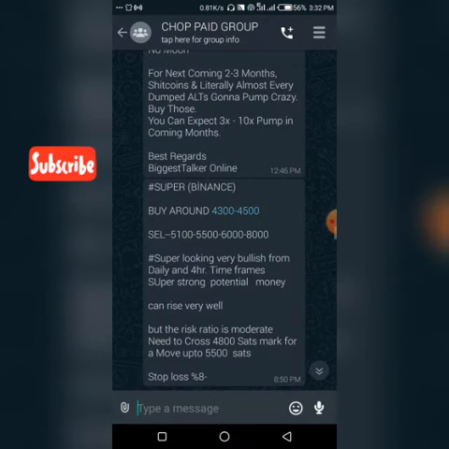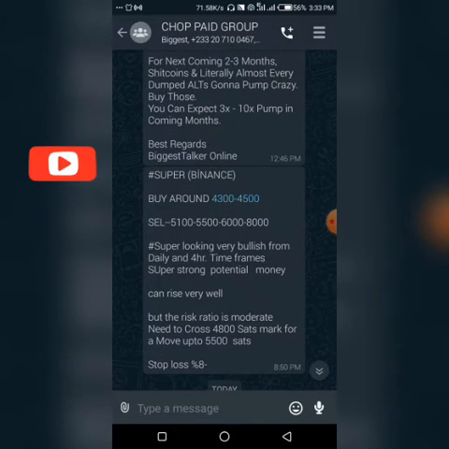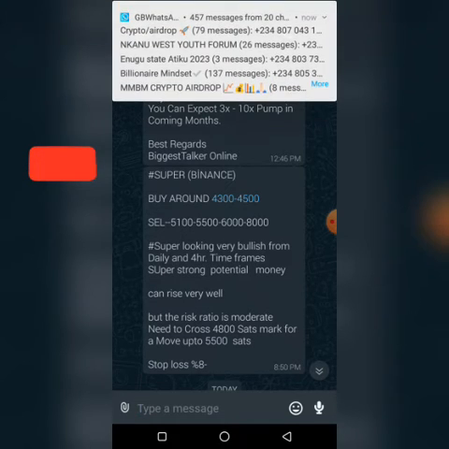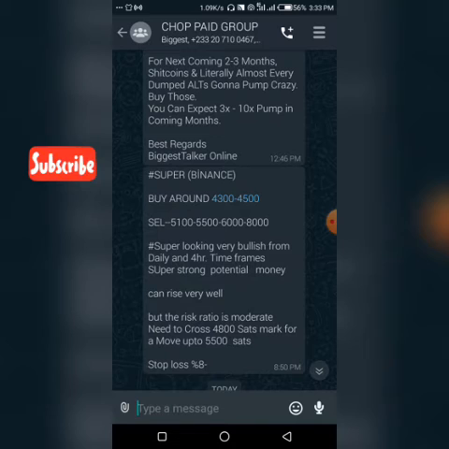Let's just say you belong to a platform, like I belong to this very platform, the Chop Paid group. This group is run by a very big crypto trader, who is doing marvelously well when it comes to cryptocurrency. In this group, we have a signal to buy Super. Look at this signal. It says buy around 4,300 satoshis to 4,500 satoshis and sell around 5,100 to 8,000.